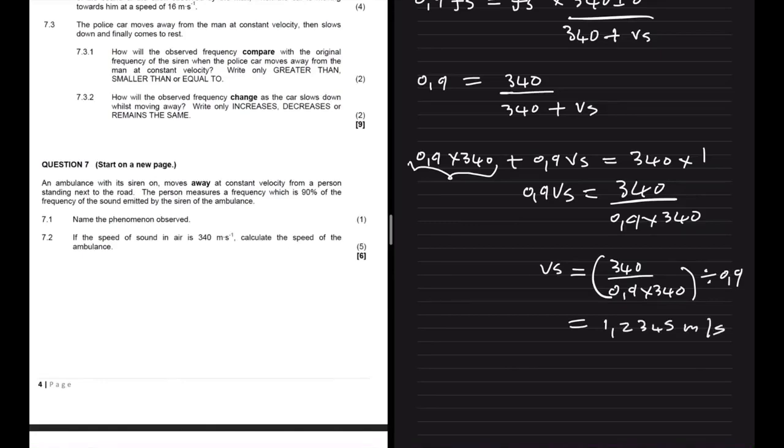This answer seems very fishy. It's so small. I don't know if I did something wrong, but let me just move on.